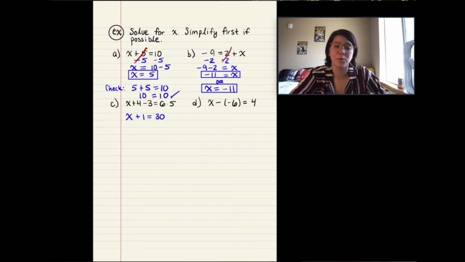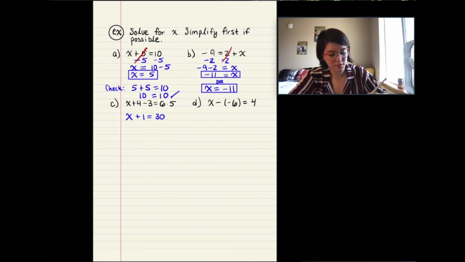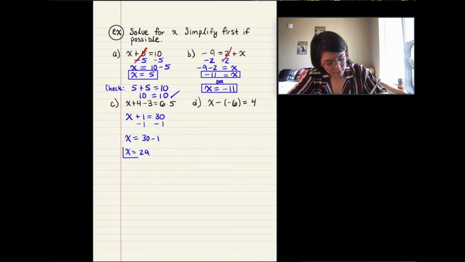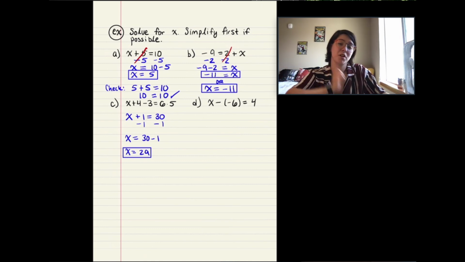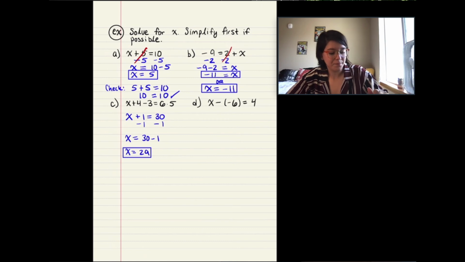And now it's a little bit more like what we're used to. So we have x plus 1, so inverse operations. We subtract 1 from both sides. Then we get x is 30 minus 1, which gives us 29. Boom. Awesome. And then the last one, again, try to pause this, do it on your own, see if you can, and then unpause, and we'll do it together.